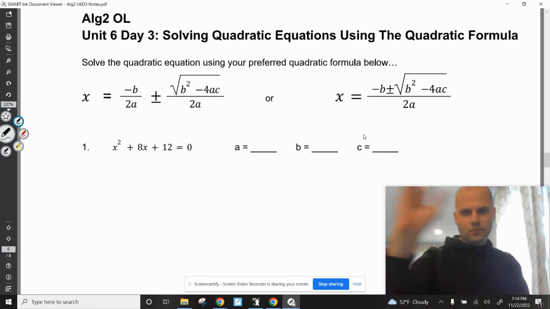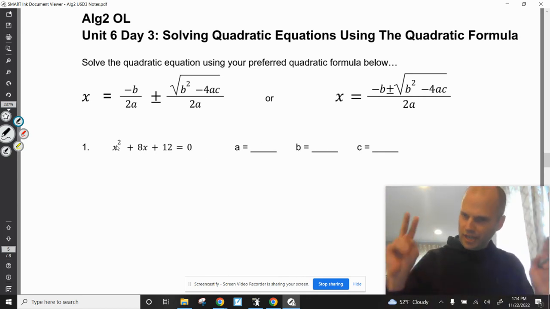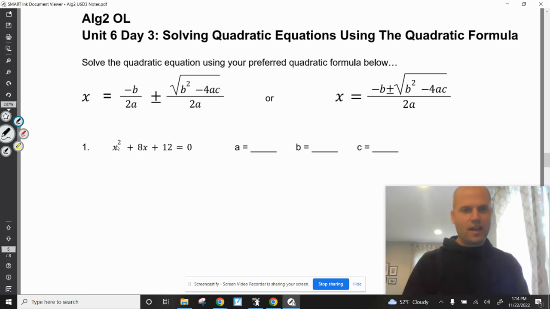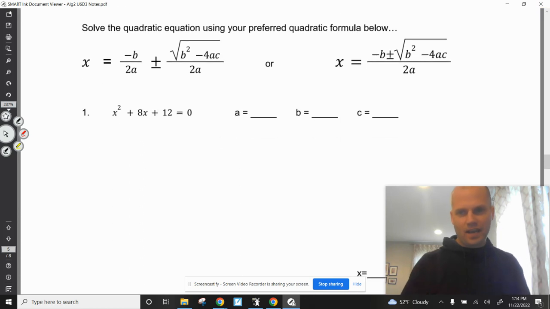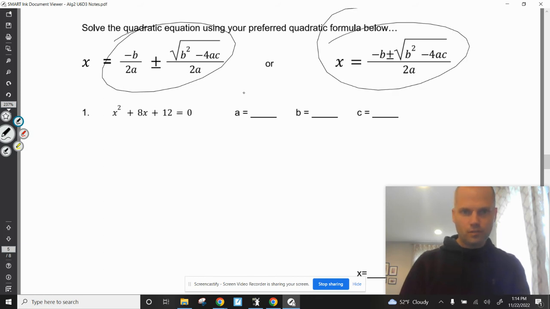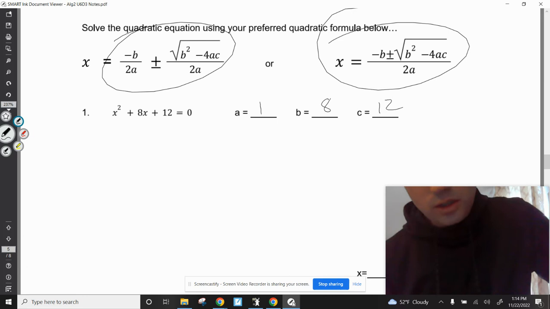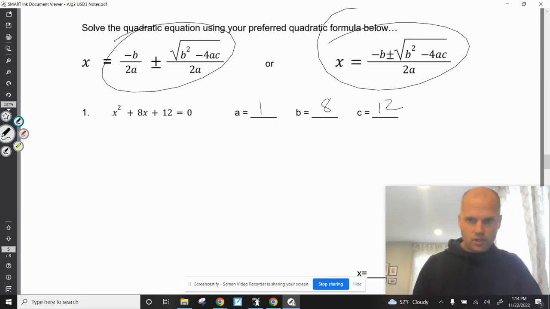Don't do crazy algebra. It's in standard form. We could try to factor. I'll show you factoring later. But let's say we hated factoring. We hated last unit. Let's just use the quadratic formula. Either this guy or this guy. It's up to you which one you use. A is 1, B is 8, C is 12. Don't change any of the numbers yet. Those are the numbers. Everything is just shown to you there. You're going to use these numbers.